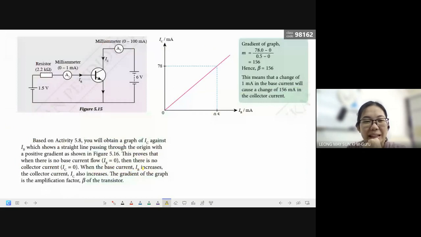All right, now let's look at the next part that the textbook wrote. Based on the activity, which is based on this diagram, this is a circuit amplifier. It's almost similar to the one on top just now. So what's the difference? The difference here is that they did show the value of the base current. Remember this part, the bottom circuit is known as the base circuit.